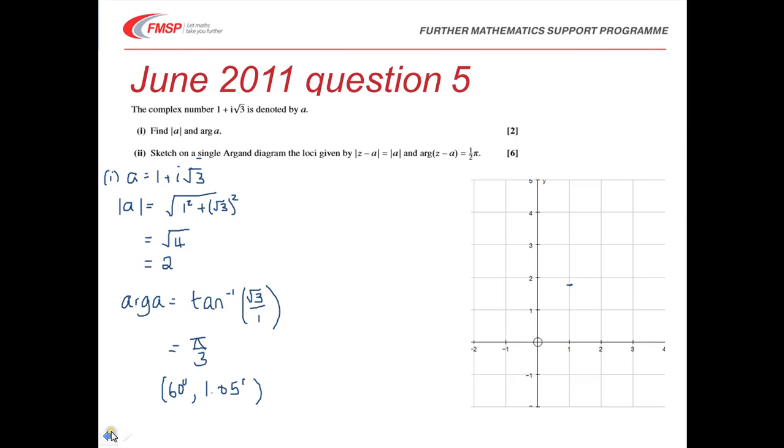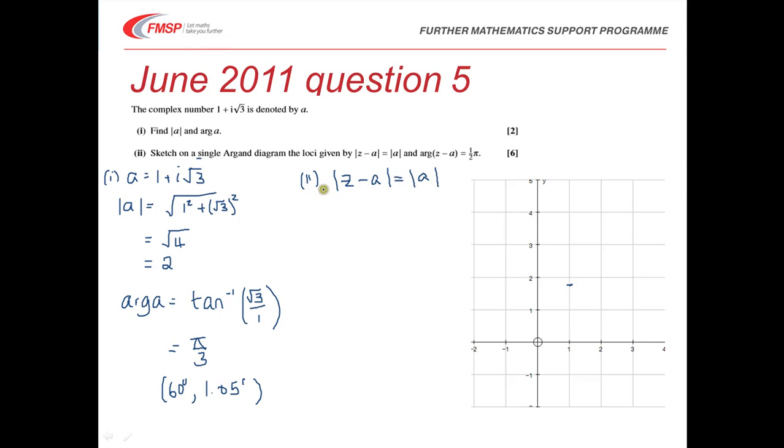So there we have part 1, and there is just one mark for each of those things. One mark for finding the modulus of 2, and one mark for finding the argument. So we'll look at part 2. So in part 2, we've got mod z minus a is equal to mod a. Now we now know, of course, that mod a is equal to 2.